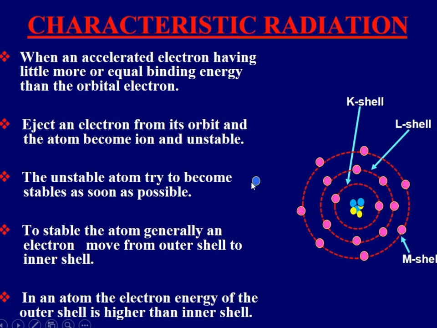So let us see what happens. This accelerated electron strikes an inner shell electron, meaning a K shell electron. This K shell electron gets excited because the accelerated electron gives energy to it, and the inner shell electron is ejected out from this shell, because it has gained some energy.